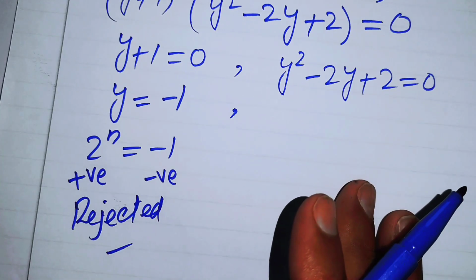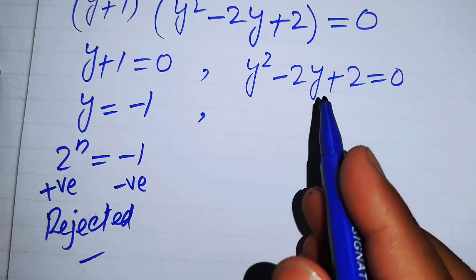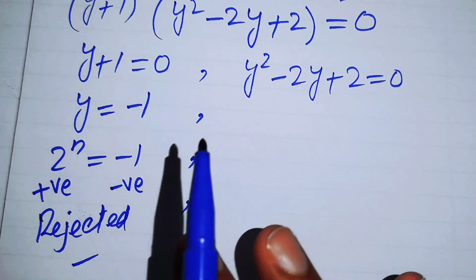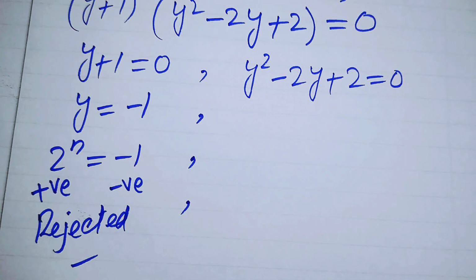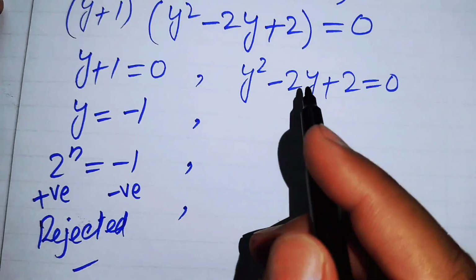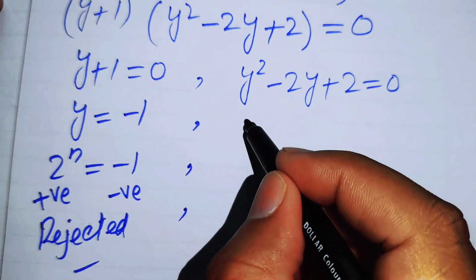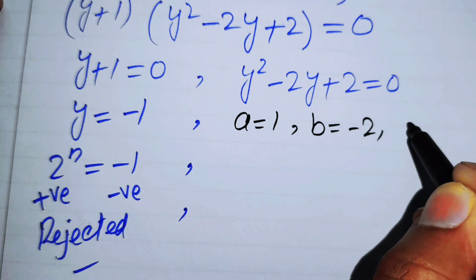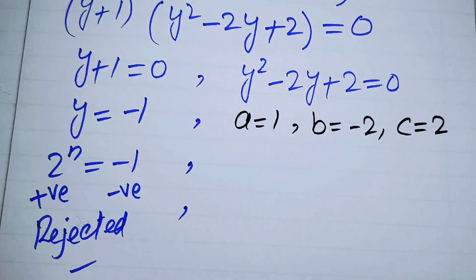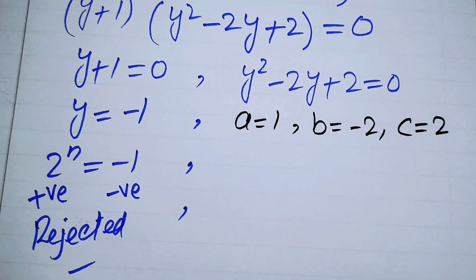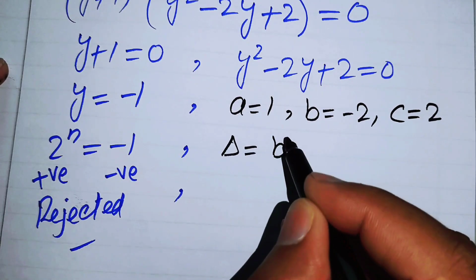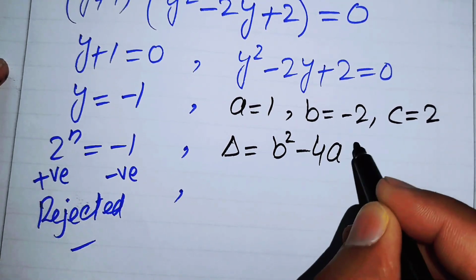And now we can check if this quadratic equation has real roots or not, so here I can use the discriminant formula in order to check whether this equation has real roots or not. Here we have a equal to 1, b equal to minus 2, and c equal to 2, so our discriminant formula is delta equals b squared minus 4ac.